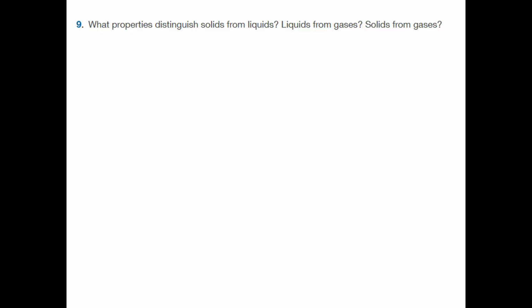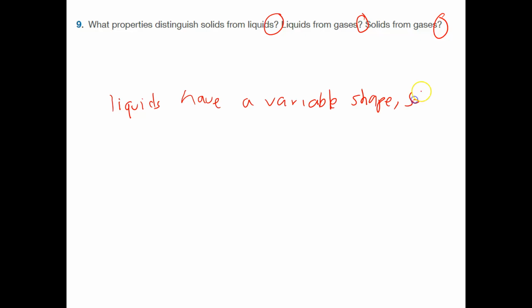So let's have a look at an exercise from the OpenStax book. It says, what properties distinguish solids from liquids, liquids from gases, and solids from gases? So whenever you have a question with multiple question marks in it, always make sure you answer all of the bits. So what distinguishes solids from liquids? Well, liquids have a variable shape. Solids don't.